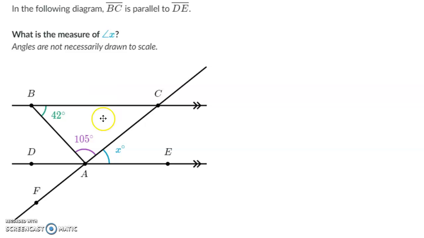Moving on to the next question that students got wrong. In this case, we know that these two lines are parallel, and it asks what's the measure of angle x. There's a relationship here. Let's try to figure it out. Pause the video, try these out, and then see if you got it right.